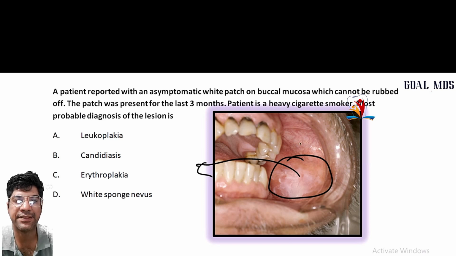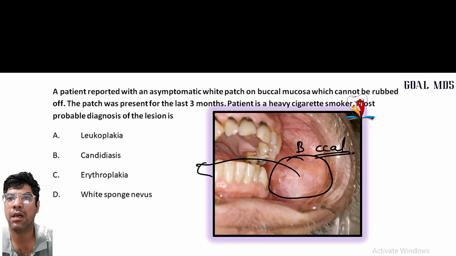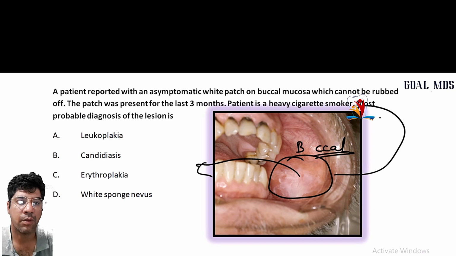So leukoplakia is a white patch or plaque of the oral mucosa, present most commonly in the buccal mucosa. It is strongly associated with tobacco use, and it is a precursor to oral squamous cell carcinoma, that was discussed just earlier.